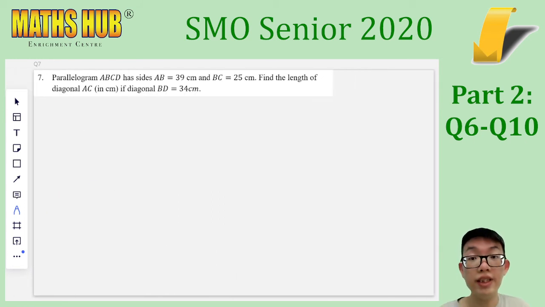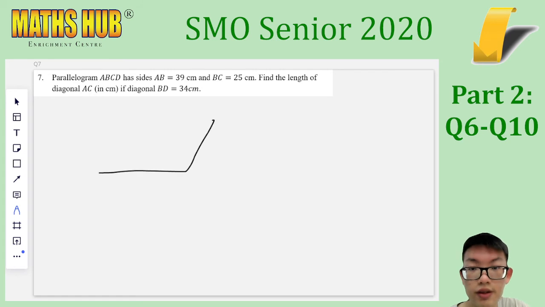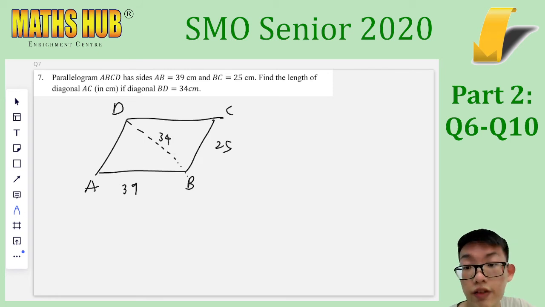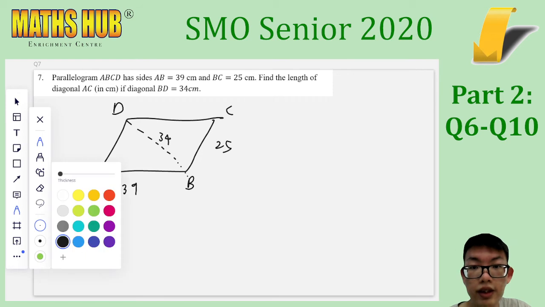Next up is question 7, which is our first geometry question. We have a parallelogram ABCD. AB is 39 and BC is 25. We also have one of the diagonals, which is 34, and we are asked to find the length of the other diagonal, AC.